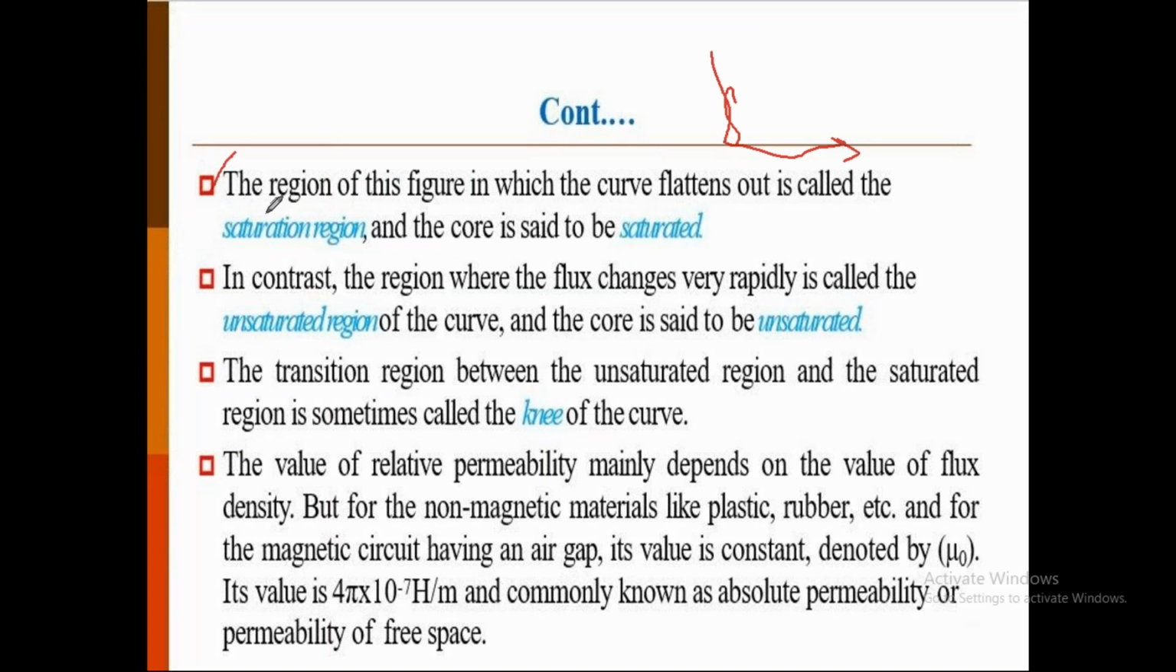Now, see the first one: the region of this figure in which the curve flattens out is called the saturation region. Flattening out means the graph goes to a constant parameter. Suppose we take the graph here. At some point it keeps on increasing, after that point it goes to a constant value, and this region is called saturation. It is also called flattening out. In this region the core is saturated. So saturation is the fulfillment of flux.